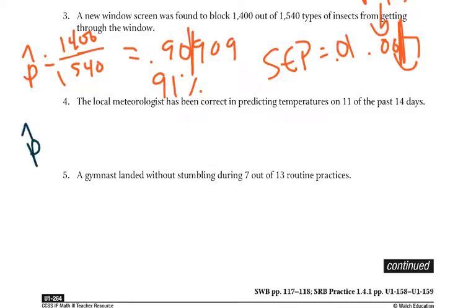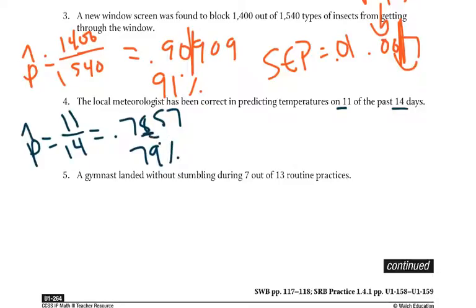Okay, number 4, same process. For p hat, the local meteorologist has been correct in predicting temperatures on 11 out of the past 14. So for that sample proportion, 11 over 14 would give me 0.7857, so round that up to 79%, right? We turn it into a decimal, and we get 79%.